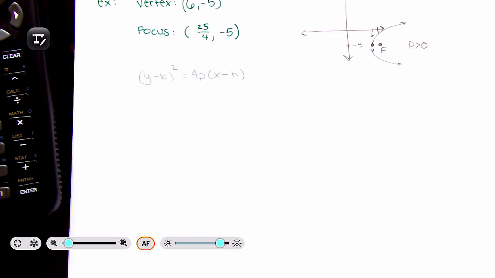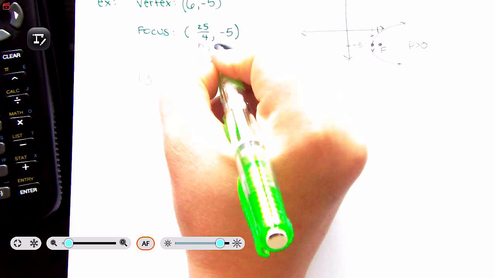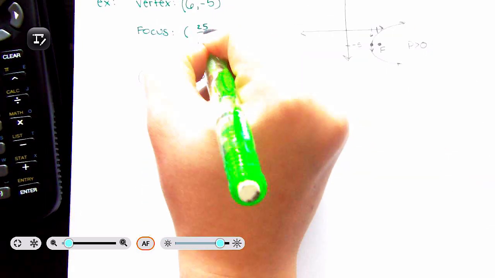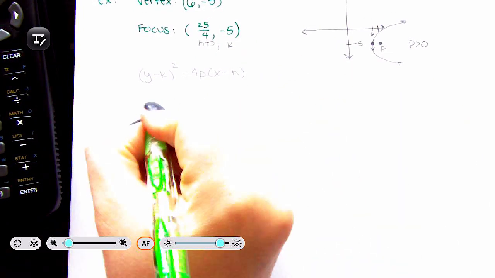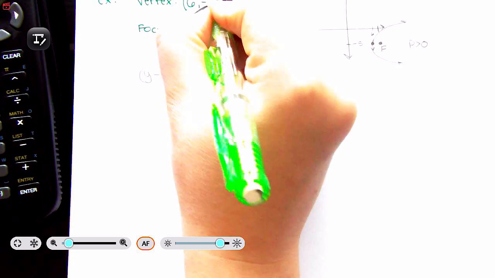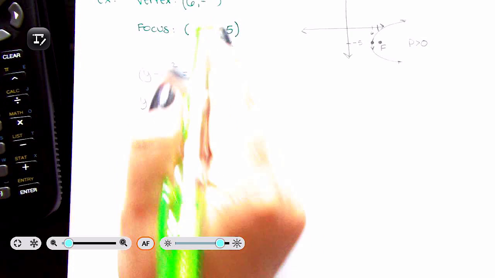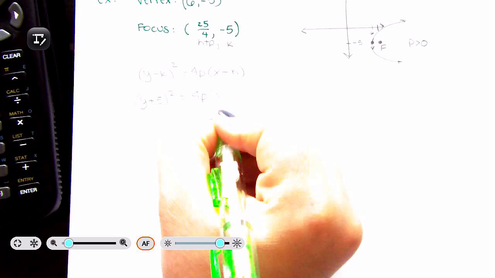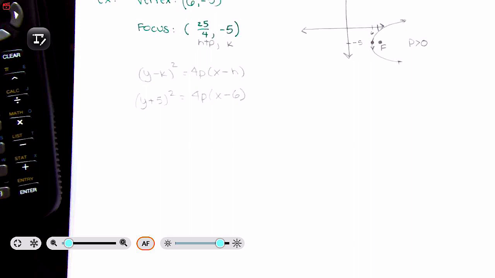The second thing that changes is your focus. Your focus is now h plus p, comma, k. So the vertex still is h, comma, k. That doesn't change. So what is k? k is negative 5, so we're going to write y plus 5 squared is equal to 4 times p times x. h is 6, so we're going to write x minus 6 here.